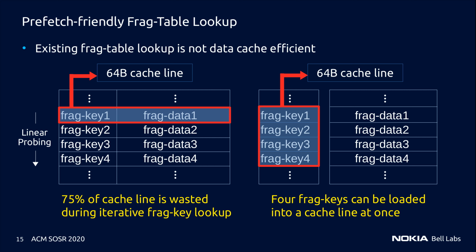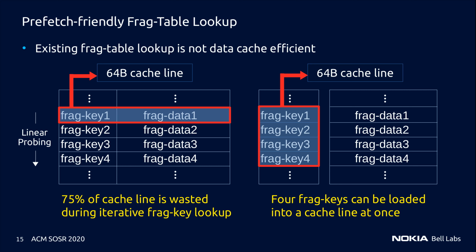During frag lookup, a frag entry, which contains both the frag key and frag data, is loaded into the data cache, but we only need to access the frag key, not the frag data. Since the size of the frag key is 1/4 of a cache line in this design, we are essentially wasting 75% of the cache line doing linear probing.